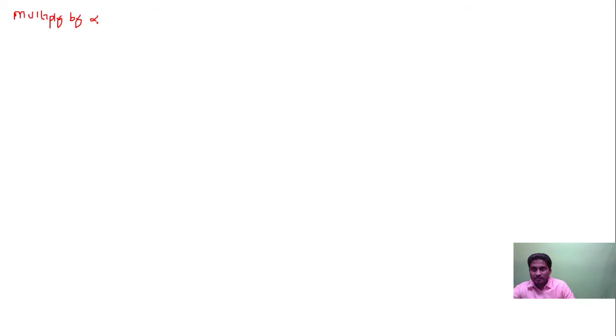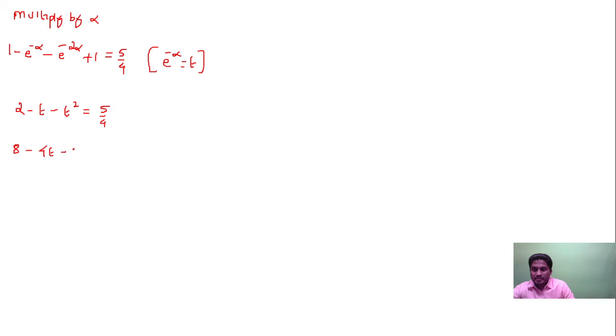If you multiply throughout by alpha, both sides by alpha, you get 1 minus e to the power of minus alpha. Okay, open the bracket, you get minus e power minus 2 alpha, and then minus and minus is plus, is equal to 5 upon 4. Now I'm going to take e power minus alpha is equal to t. Later I'll substitute back. So this becomes 2 minus t minus t square is equal to 5 upon 4. Okay, cross multiply, you get 8 minus 4t minus 4t square is equal to 5. Shift on the right side, you get 4t square plus 4t minus 3 is equal to 0.